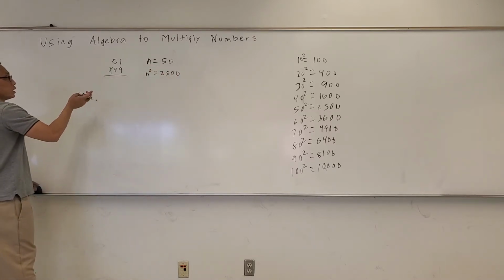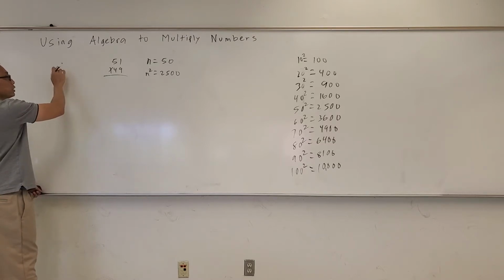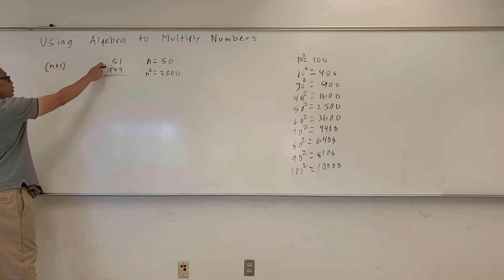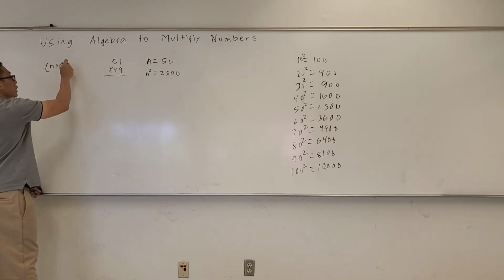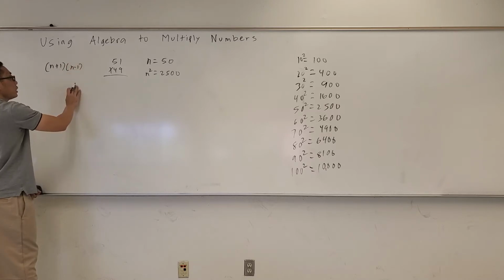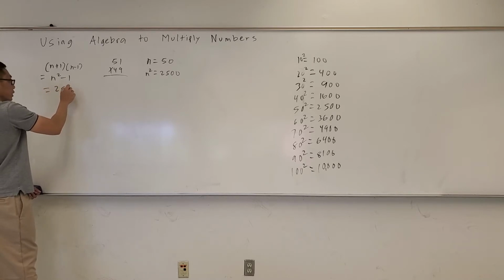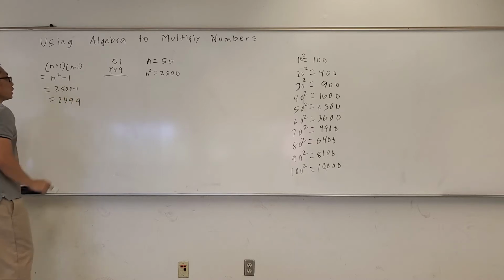Now, same thing. I do it here. It's going to be, what is it? n plus 1 in this case, right? So it's 51, which is n plus 1. And 49 is going to be n minus 1, right? So if I multiply these two, I'm going to get n squared minus 1, which is 2500 minus 1, equals 2499. And a lot of you are thinking right now, that's easy.